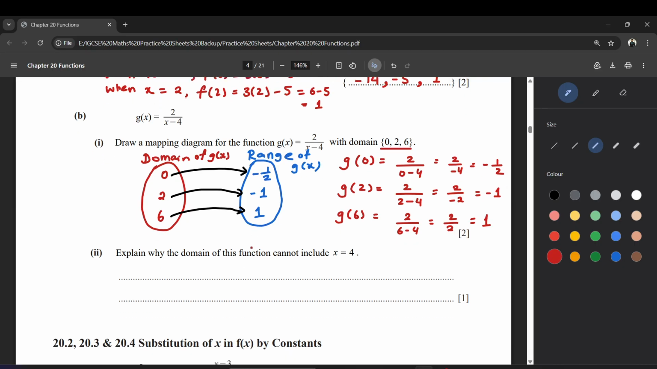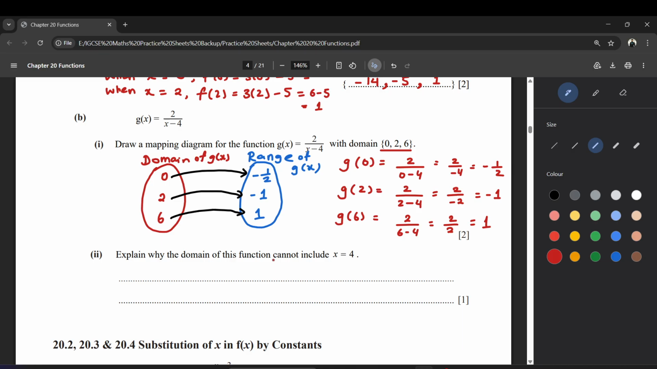Now, the last part is: explain why the domain of this function cannot include x equals 4. It says why the domain cannot take the value of 4. That means why I cannot plug in the value of 4 into this equation. Let's see what's going to happen if I do that. If I write g of 4, that would be 2 over 4 minus 4, which would be 2 upon 0. So here the function becomes undefined because you cannot divide a number by 0. If you plug this in your calculator, you would get a math error.